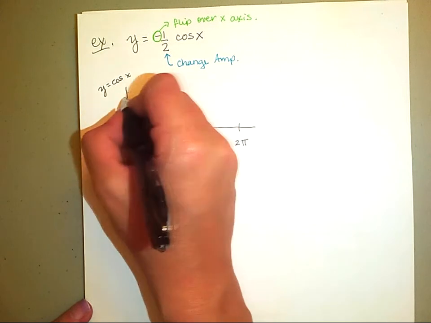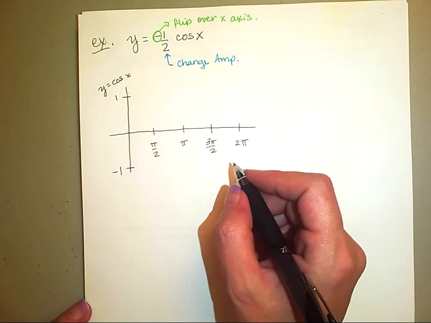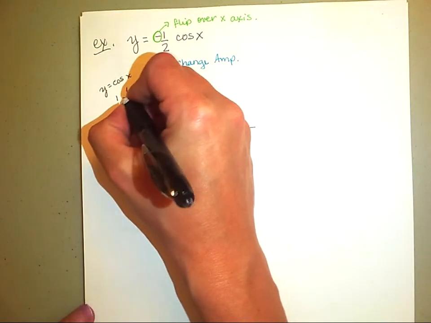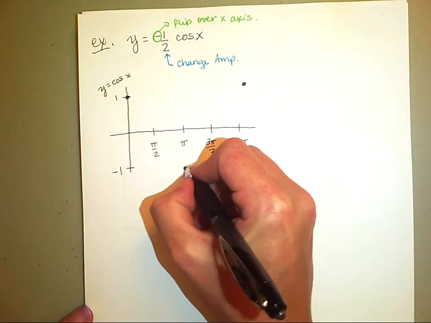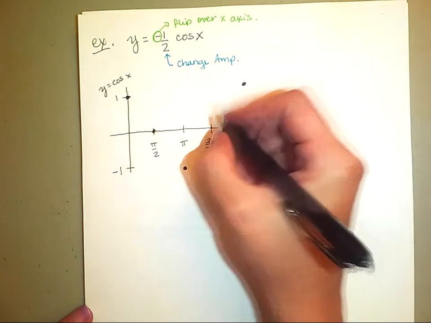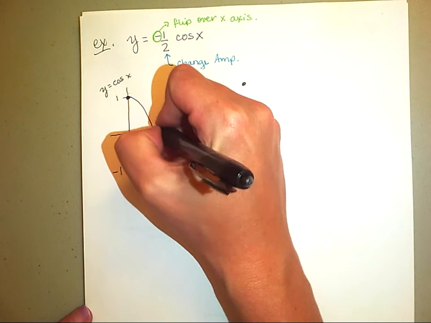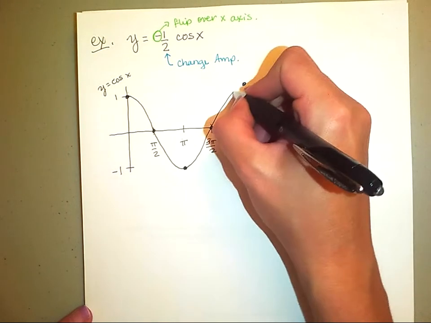Now normally the cosine has an amplitude of 1 and -1. And the cosine starts at 1, it will end at 1, halfway in between it's at -1, and halfway in between those it hits 0. So this is y is equal to the cosine of x. Okay, one cycle of it.